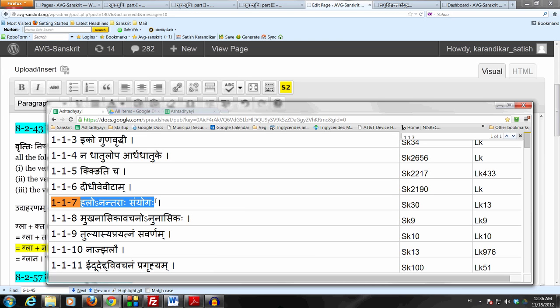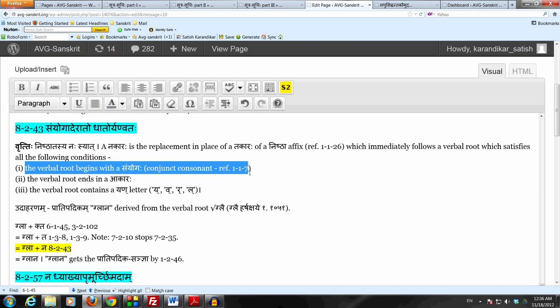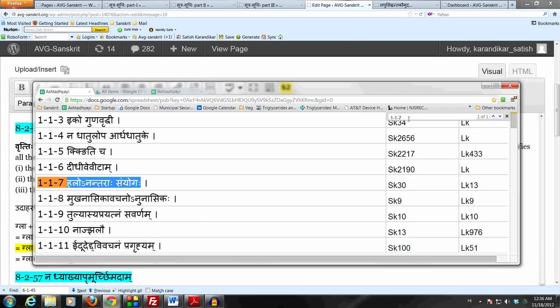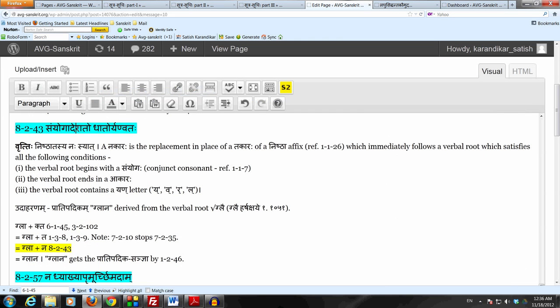It simply means conjunct consonants. So when there are a set of consonants, two or more, and there is no intervention by a vowel, then that is called a sanyoga. So it's a conjunct consonant. So the condition here is that the verbal root should begin with a conjunct consonant, with a sanyogadeh. And then it says ataha. Ataha is qualifying dhatoho. So therefore we use 1 to 72 as usual, which is yena vidhistadantasya. Since this ataha is an adjective to dhatoho, it becomes tadantasya, meaning adantad dhatoho. So the dhatoho should be ending in a akaraha.